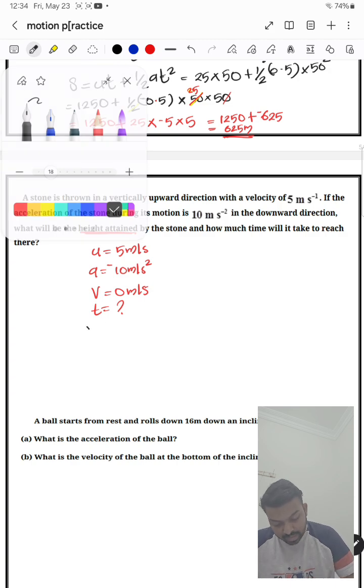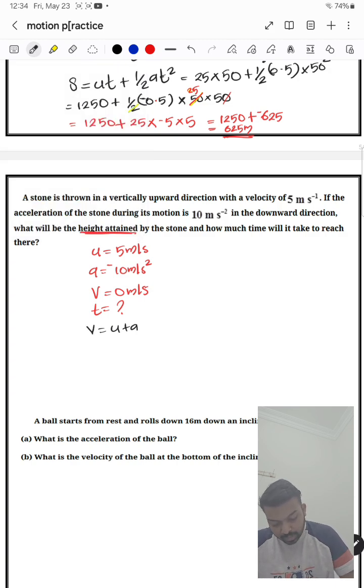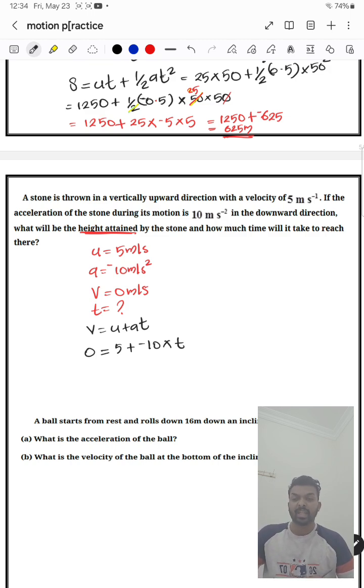So we know V is equal to U plus AT. Okay, so what is V? V is equal to 0, and then U is how much? U is equal to 5 meter per second, plus minus 10 into T. Minus 10 into T. Clear?